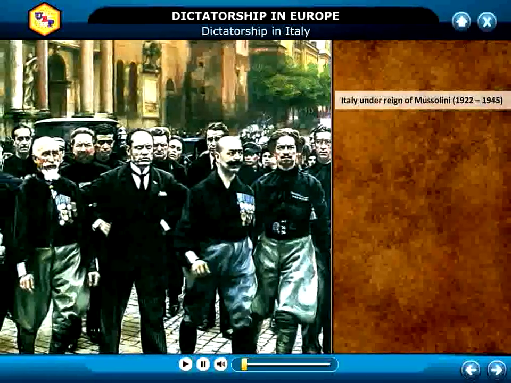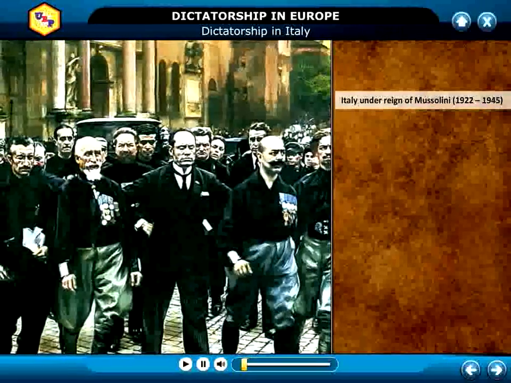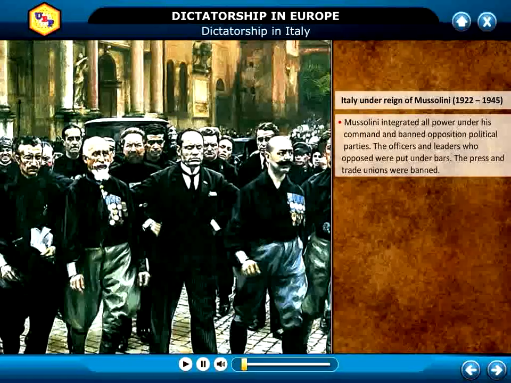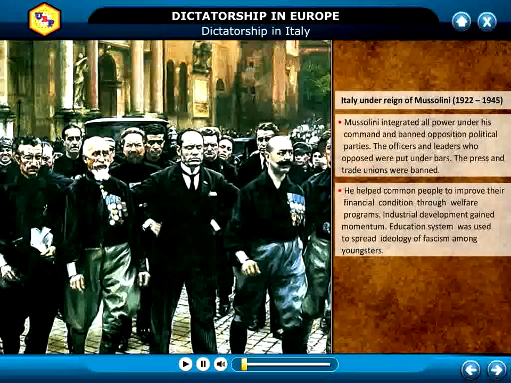Italy under the reign of Mussolini, 1922 to 1945. Mussolini integrated all power under his command and banned opposition political parties. The officers and leaders who opposed were put behind bars. The press and trade unions were banned. He helped common people to improve their financial condition through welfare programs. Industrial development gained momentum. The education system was used to spread the ideology of fascism among youngsters.